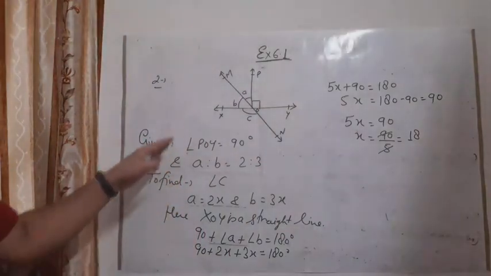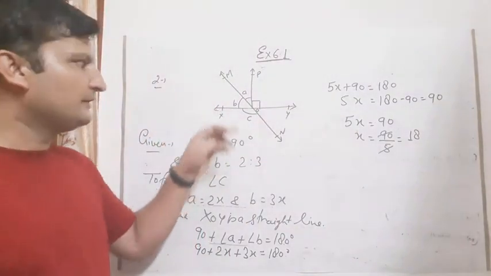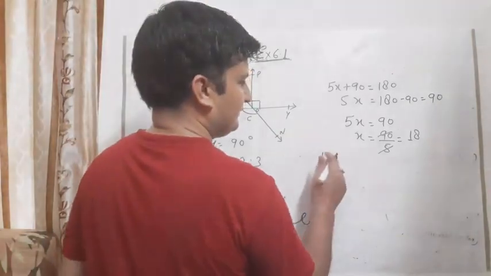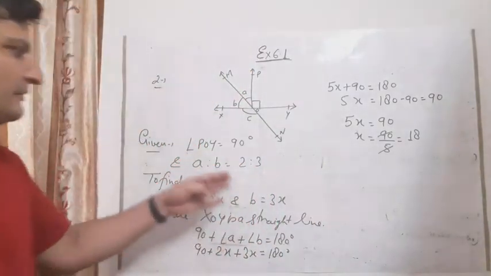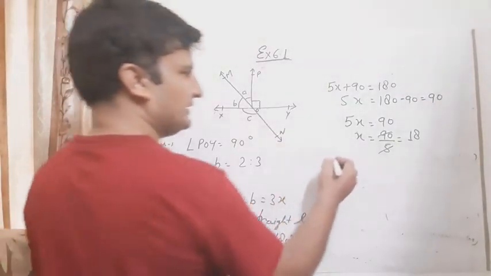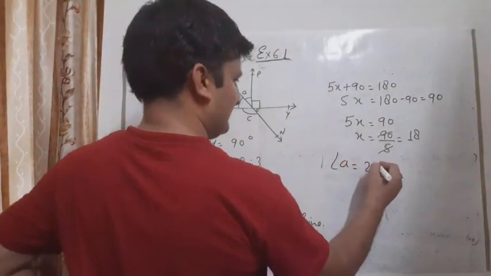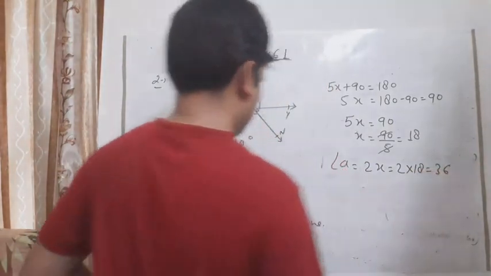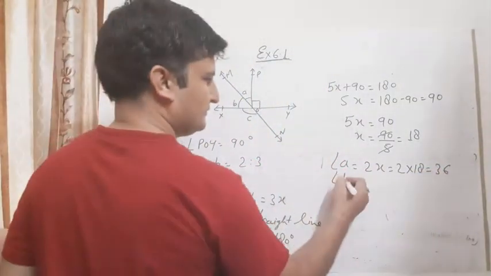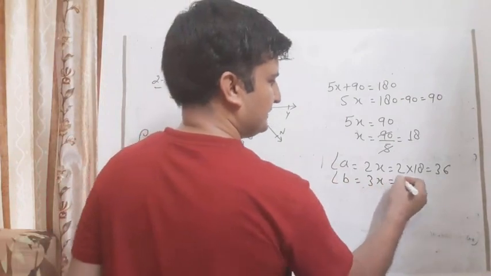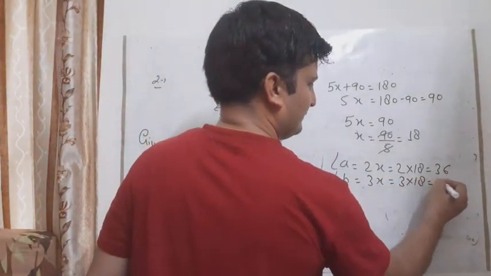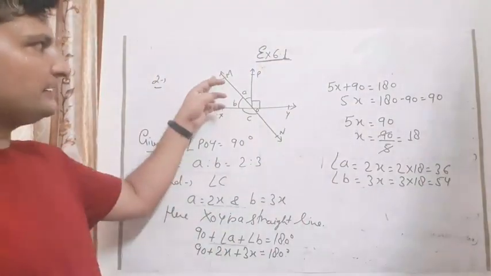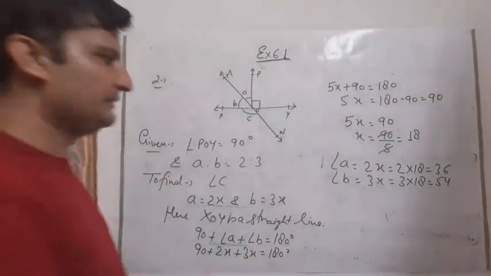So here we have to find angle C. Now students, look again at MON. We can say that MON is a straight line, but we can find the angles first. Angle A is 2x, it means 2 into 18, that is 36, and angle B is 3 into x, that is 3 into 18, which is 54. Here we have to find angle C.